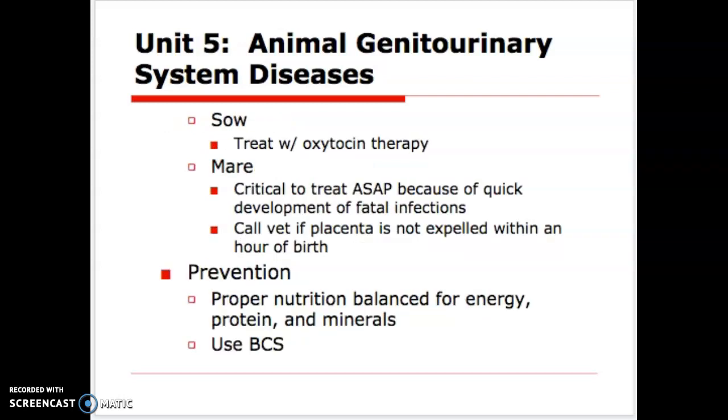When you talk specific to the sow, you're probably going to use oxytocin therapy. I mentioned the mare: you're going to be probably right on top of it in terms of taking care of them if it's not expelled within 30 minutes to an hour of birth.